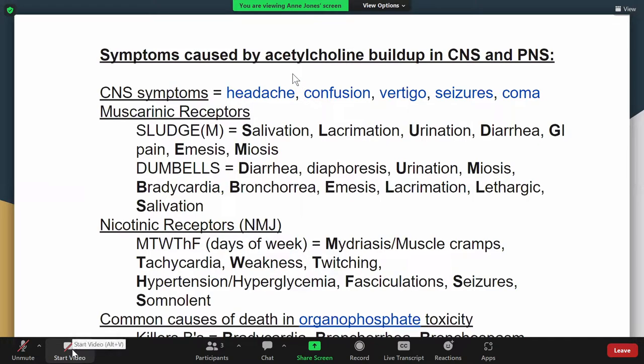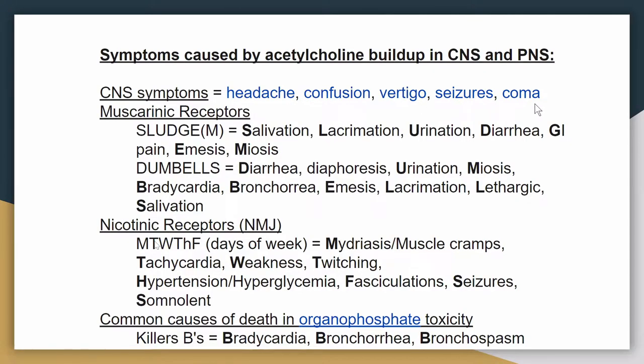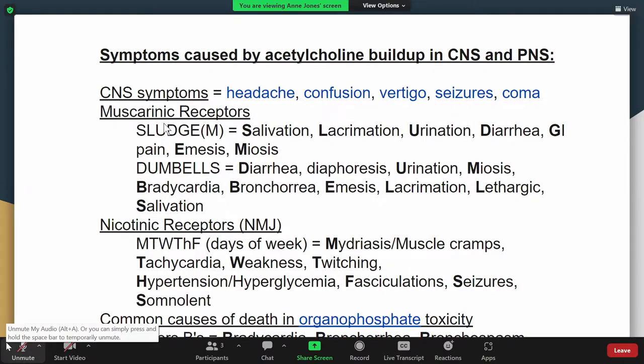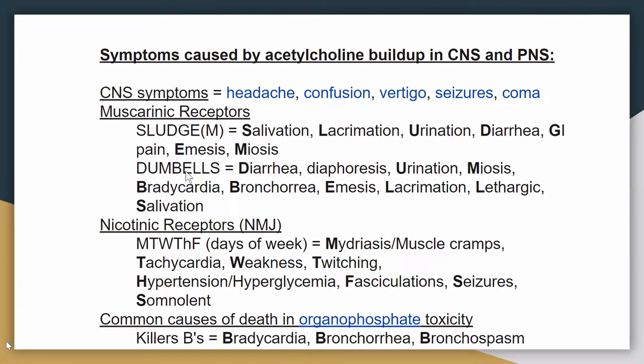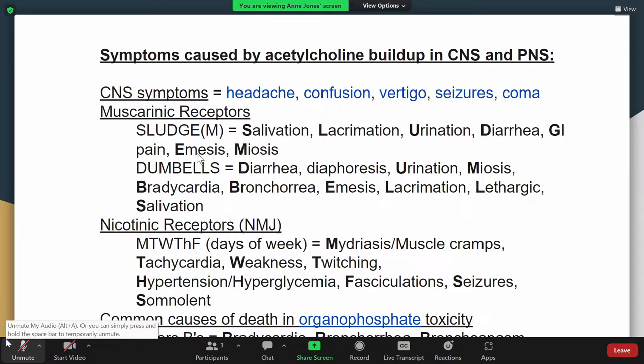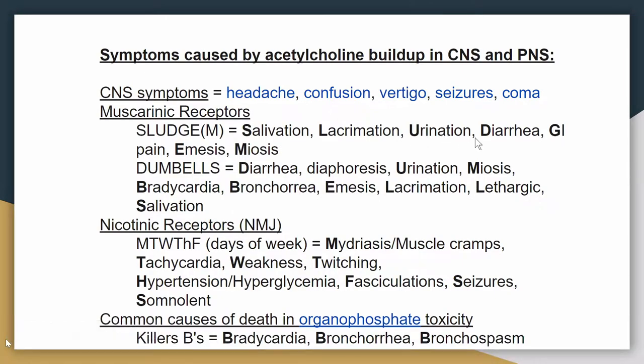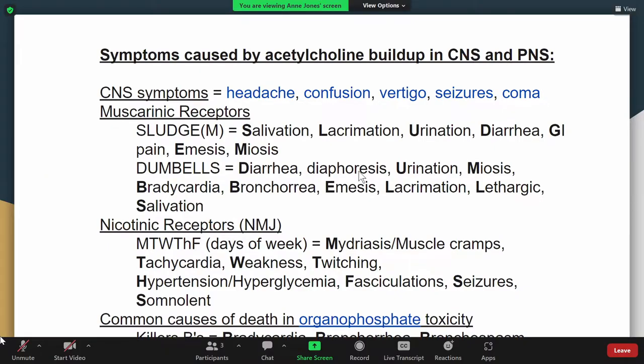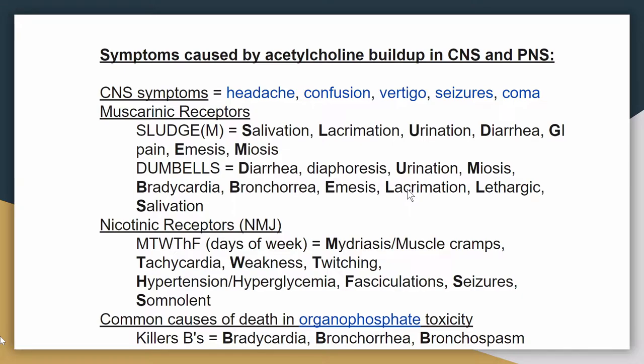So here are the symptoms in the central nervous system and peripheral nervous system that we see with cholinergic toxicity. CNS symptoms, we can see headache, confusion, vertigo, seizures, and coma. When our muscarinic receptors are hit, we get our classic SLUDGE symptoms, or DUMBBELLS is another mnemonic. So salivation, lacrimation, urination, diarrhea, GI pain, emesis, miosis, diaphoresis. So everything is very runny and lots of liquid.